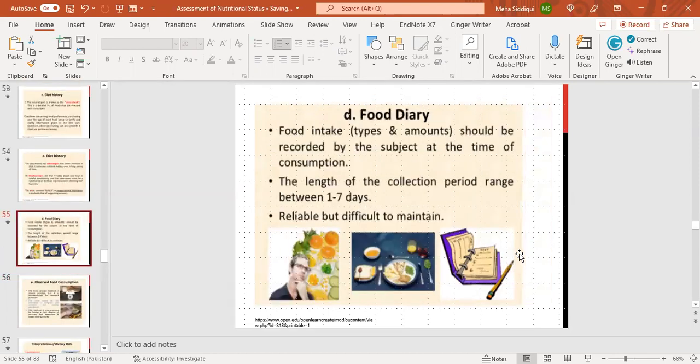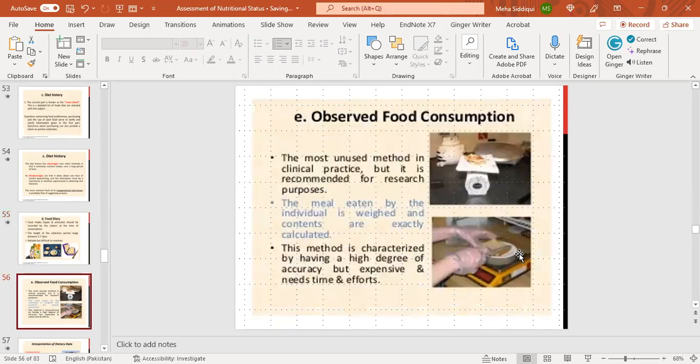Then comes the food diary. Food intake, like types and amount, should be recorded by the subject at the time of consumption. The length of the collection period ranges between 1 to 7 days, and it is reliable but difficult to maintain. Then comes observed food consumption.